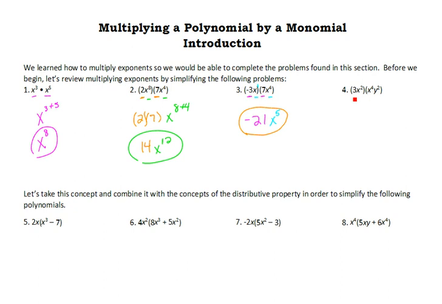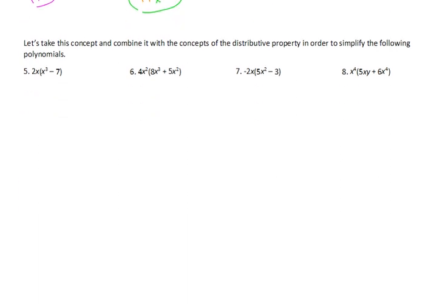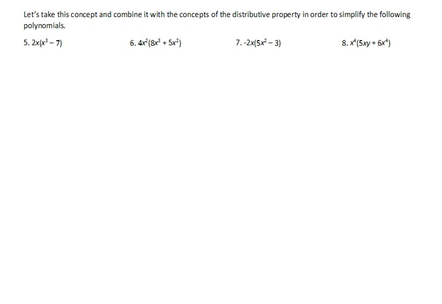Last one here. I have just a 3. I have a 1 out there, so 3 times 1 is 3. I have x squared and x to the 4th, so that is x to the 6th power. And then I have just a y squared. Okay, went through that kind of quickly, but I'm hoping that we all remember that, and that was a nice review for what we are going to do on this next one.